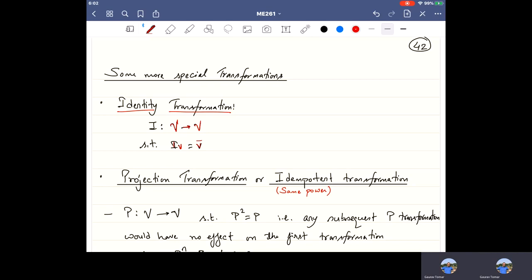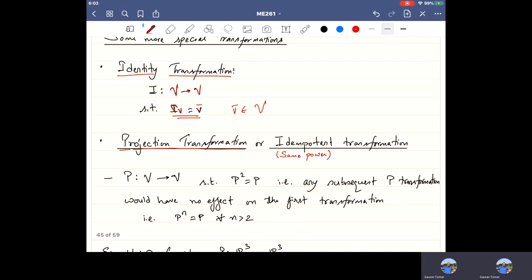So this kind of transformation is called, and this is true for every vector of the vector space V, an identity transformation. There is another kind of transformation, which is a projection transformation, or it has another name, idempotent transformation. Idempotent literally means same power, and you will know why when we give the definition of projection transformation.